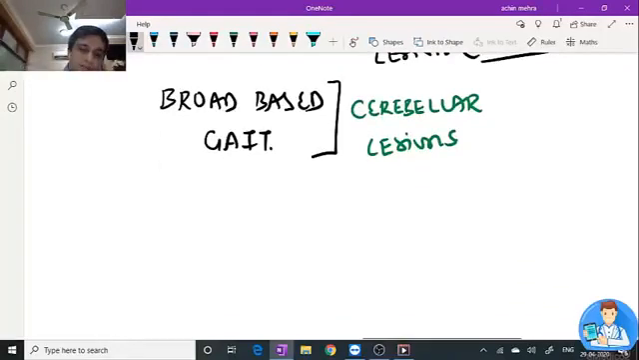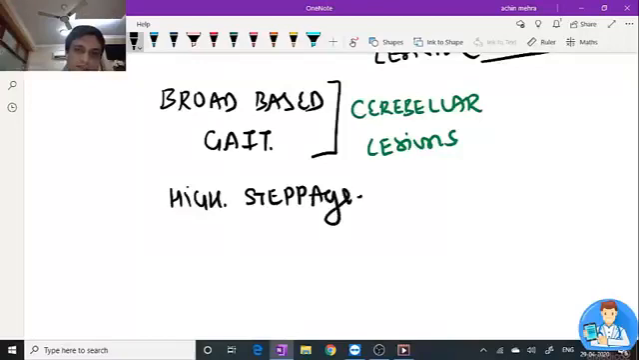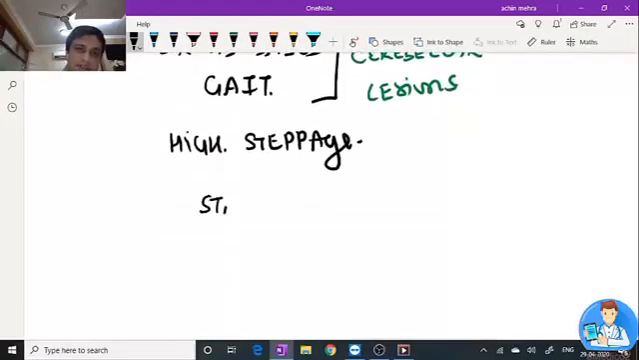Now, apart from this, two more gaits to add here. One is a high steppage gait. The other one is a stamping gait. High steppage and a stamping gait.